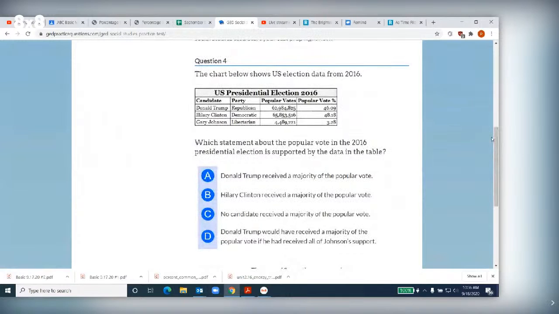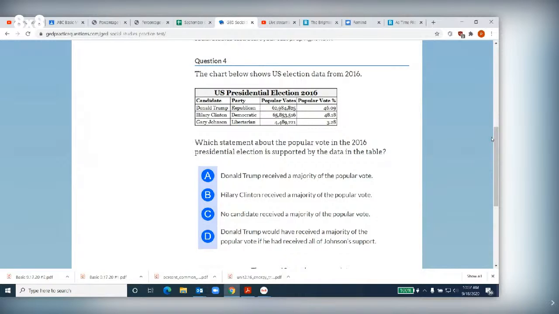Once again, here's a chart. And this is from the last election, 2016. This is the popular vote. So it's got the three candidates. It's got Donald Trump, who's Republican, Hillary Clinton, who's a Democrat, and Gary Johnson, who was the Libertarian candidate. So you have the candidate, the party, the number of popular votes they got, and the percentage of popular votes.